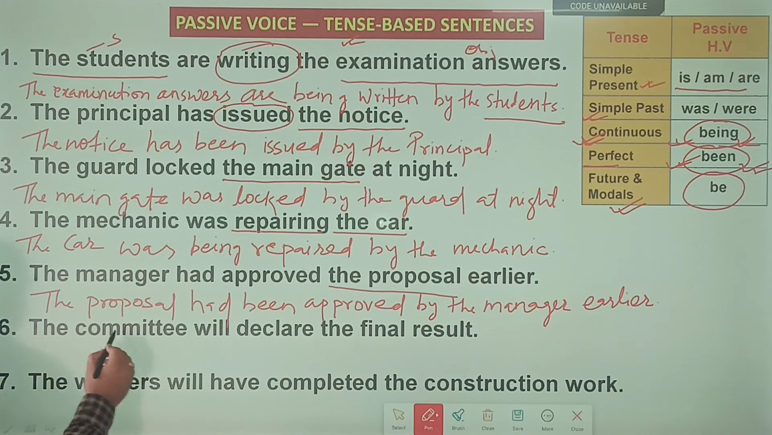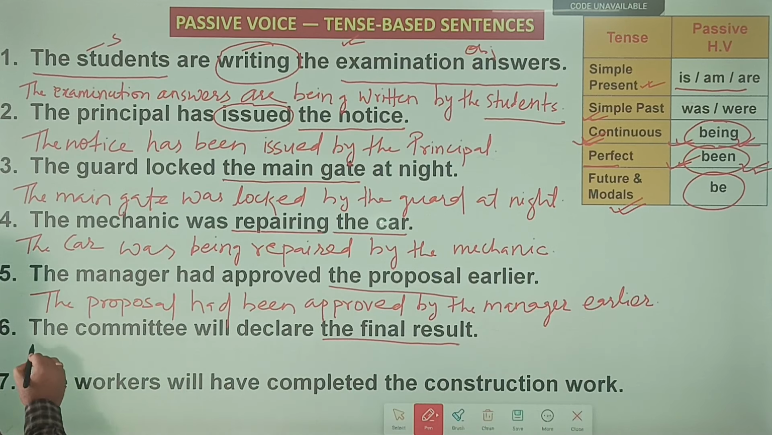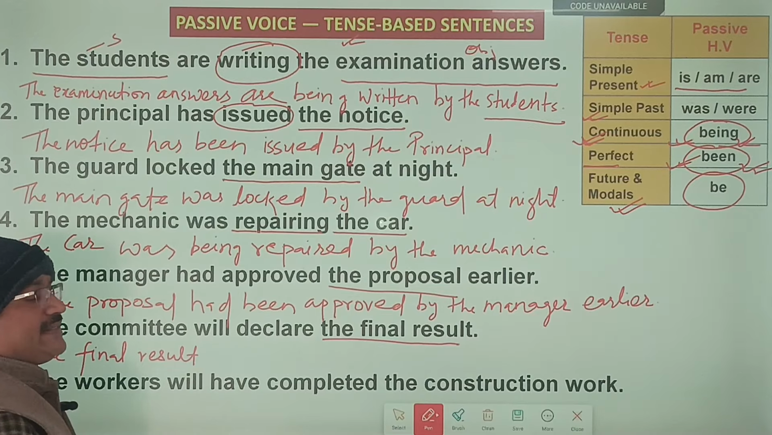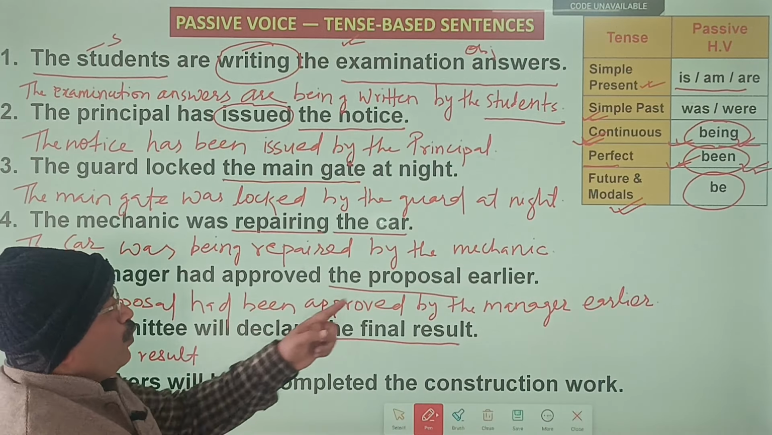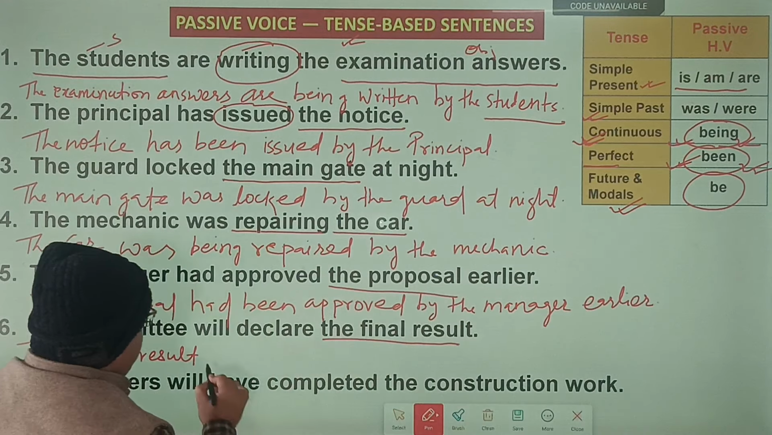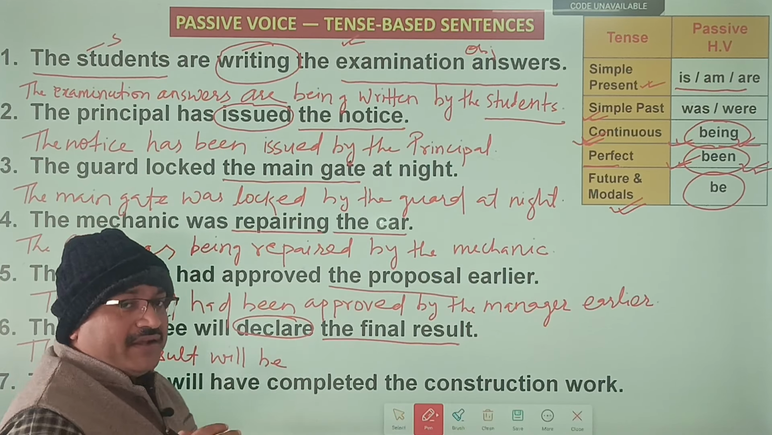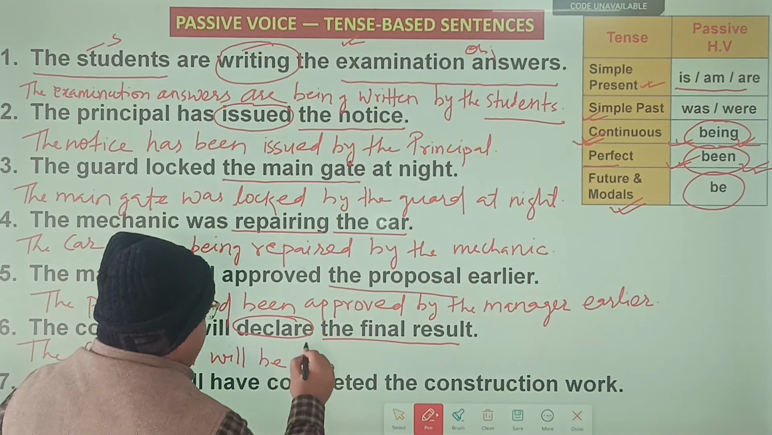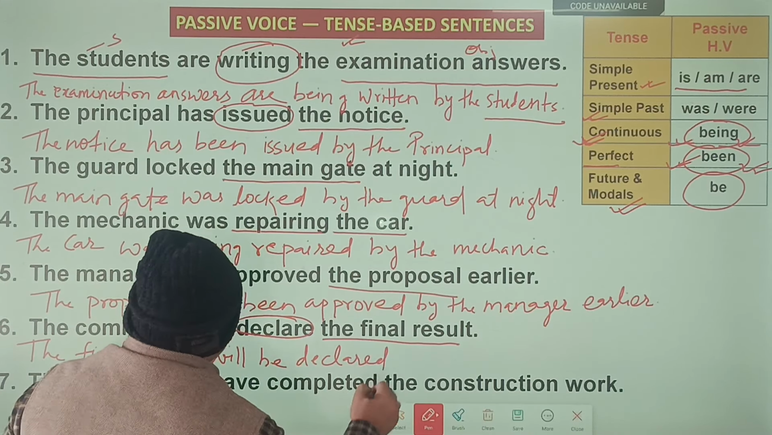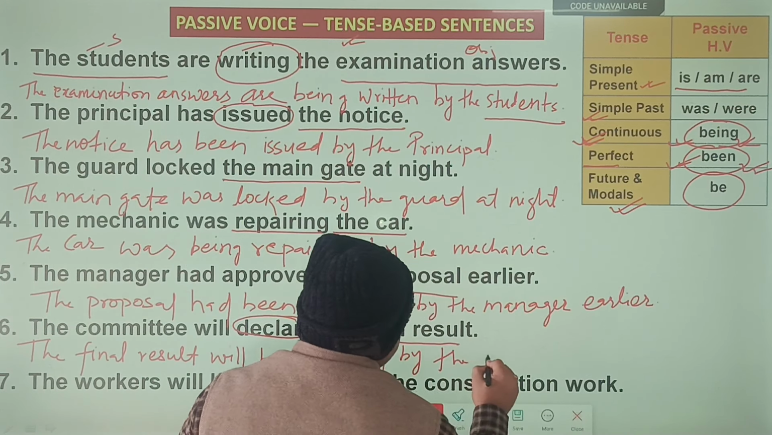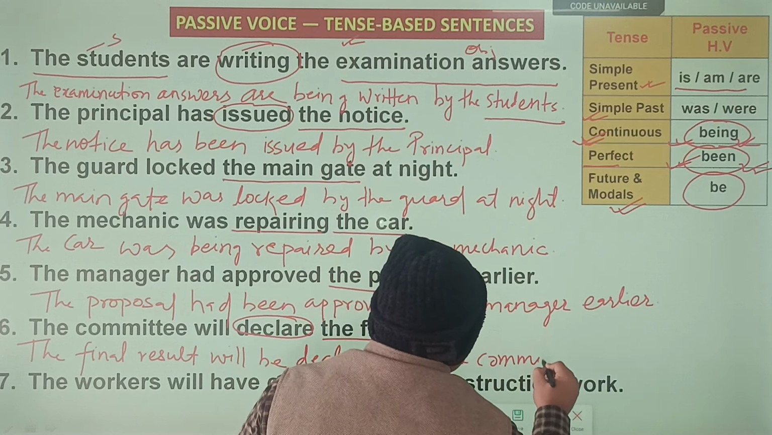It will be easy. The committee will declare the final result. What is the object here? The final result. Very good. Identify the tense. The tense is future. So what do we use? Be. Will be, shall be. The result will be. Now declare. The third form, past participle: will be declared. The final result will be declared by the committee.